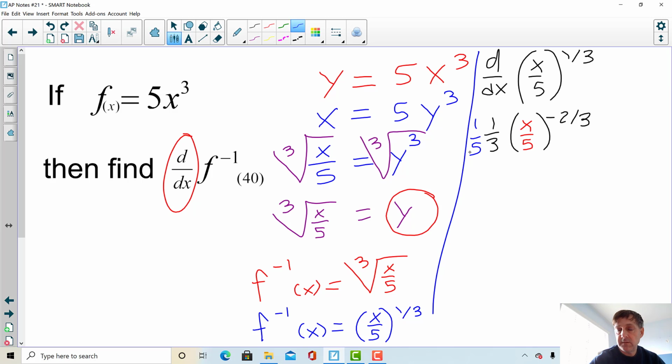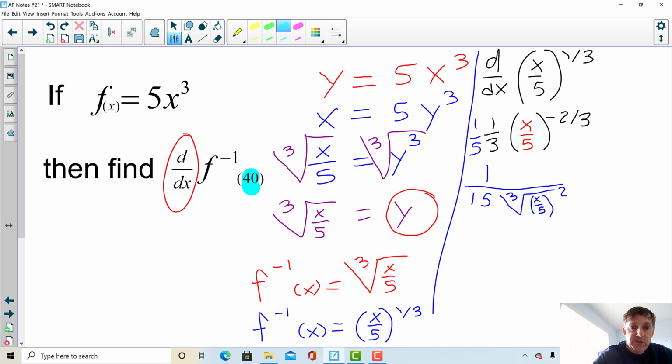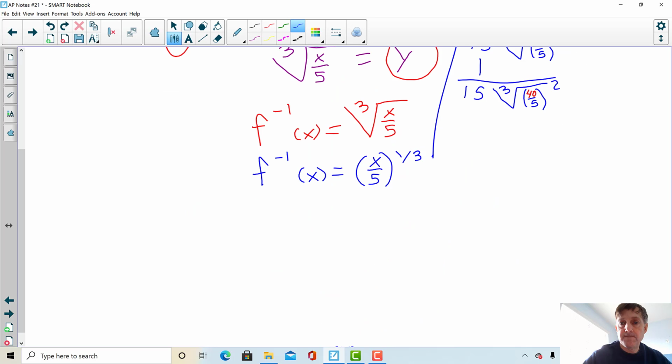Now we can rewrite this. A negative 2/3 power on top would become a positive 2/3 power on the bottom. Remember, the thirds is the root, so we have third root. And if you look back at the original question, we had to find the derivative of the inverse when x is 40. This is the derivative of the inverse for any value of x. So we want to plug in 40.